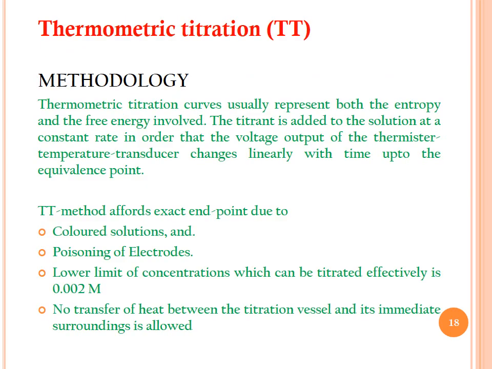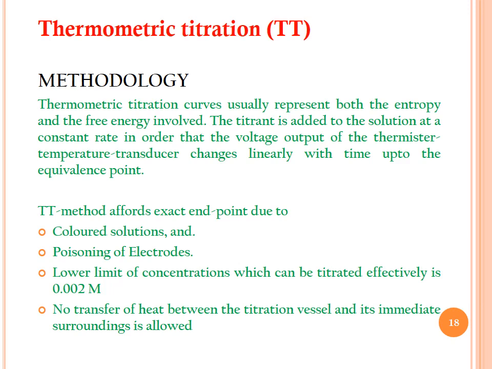So, what is the methodology involved in TT? In thermometric titration, curves usually represent both the entropy and the free energy involved. The titrant is added to the solution at a constant rate so that the voltage output of the thermistor temperature transducer changes linearly with time up to the equivalence point. Equivalence point means the end point. The TT method affords an exact endpoint despite colored solutions and poisoning of electrodes. These are the limitations of the other types of titrations, and this is the advantage of TT.